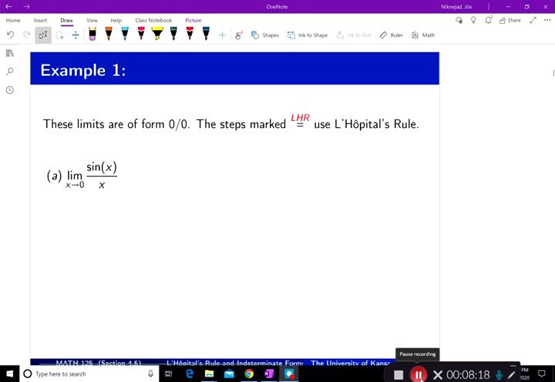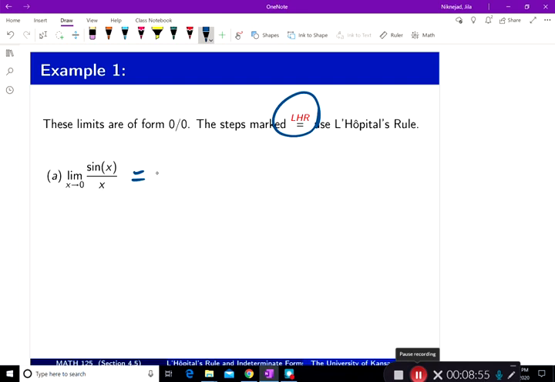Okay. So let's do a few examples. Example 1 part A, and these are the ones that are of the form 0 over 0. What we do is we mark the step that is called L'Hopital rule by LHR. So now let's go. Limit of sine of x over x. I know it's 0 over 0. I know the limit also, but let's try it using the LHR.